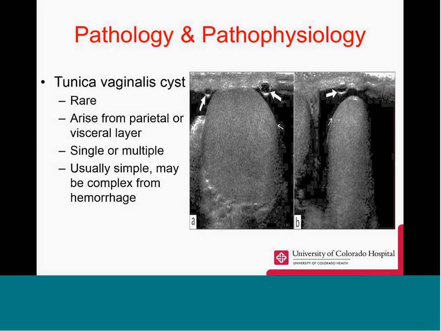Here is a tunica vaginalis cyst. They can arise from either the parietal or visceral layer. You can see here this is originating from our parietal layer. A second one as well. They can be single or multiple, as seen here. They are usually simple, but again, can be complex from hemorrhage.